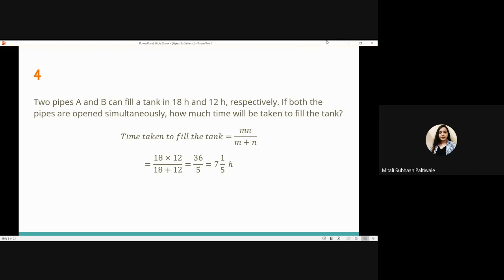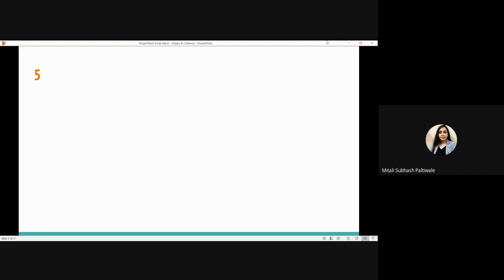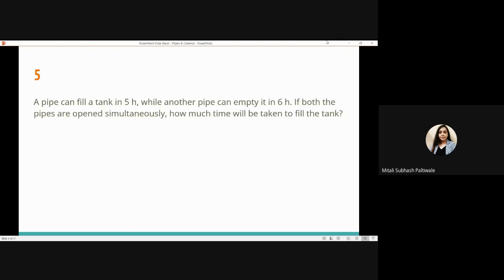Let's move on to another example, which says a pipe can fill a tank in 5 hours while another pipe can empty it in 6 hours. If both the pipes are opened simultaneously, how much time will it be taking to fill the tank?